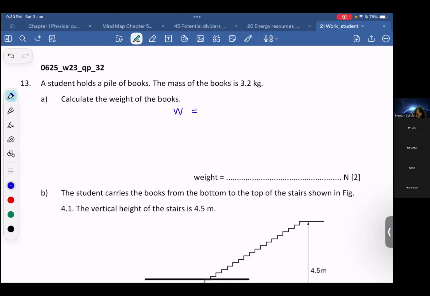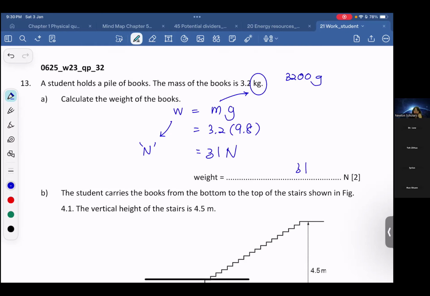Yes, okay, W equals mg. So here is 3.2 kg, not in gram. If in gram, you have to convert into kg. Why? Because weight is in Newton, which is the SI unit, so your mass must be in kg. Maybe they will give you 3200 gram, so you have to convert it, then times 9.8. So the answer for me is 31 Newton or 31.4 Newton, 2 to 3 significant figures. Zihua, don't write 31.40, write 31.4.